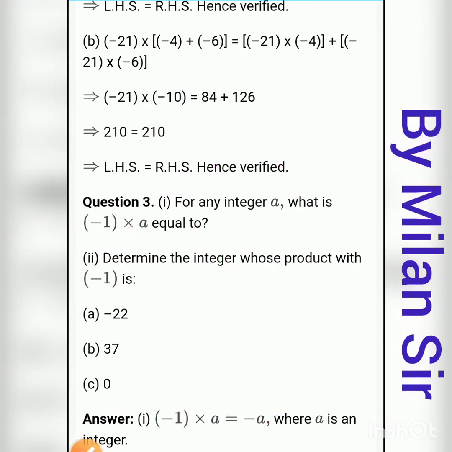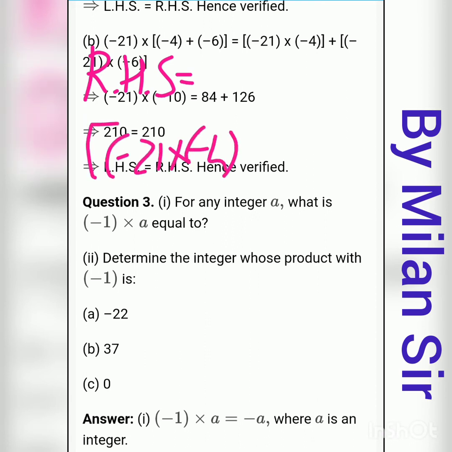Now after that we need to solve our right hand side. So the right hand side: in the first bracket minus 21 multiplied by minus 4, and in the second bracket minus 21 multiplied by minus 6.